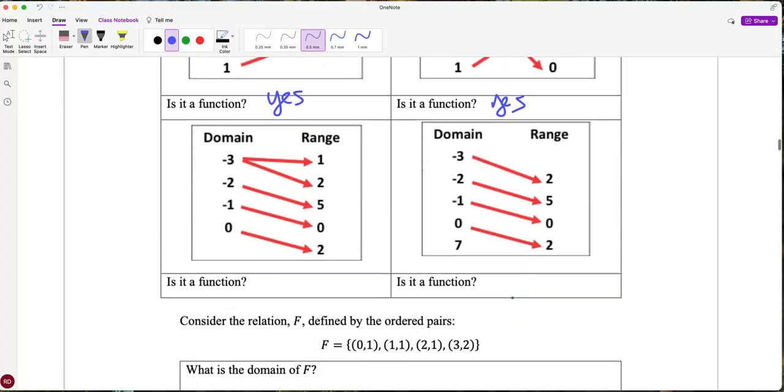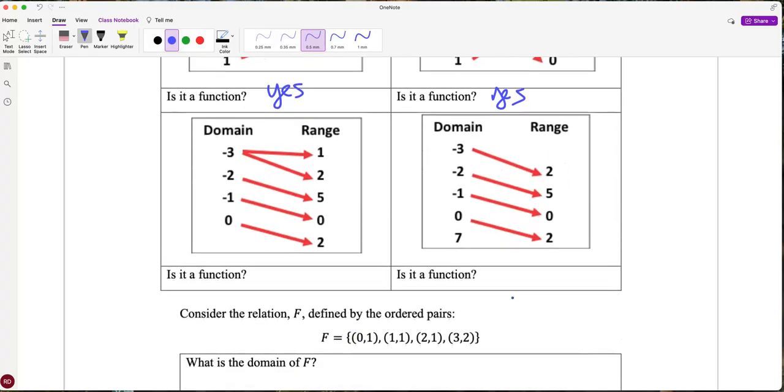What about the next one over there? Not a function because what? Yeah, you're getting two different answers for -3. So this is not a function. What about the next one?